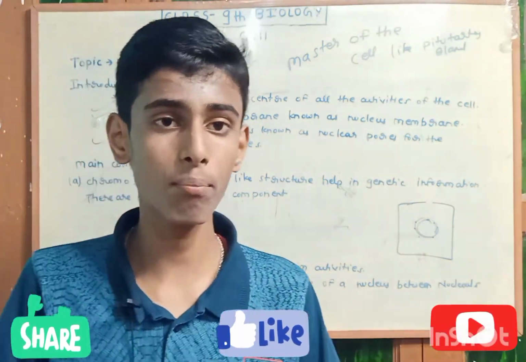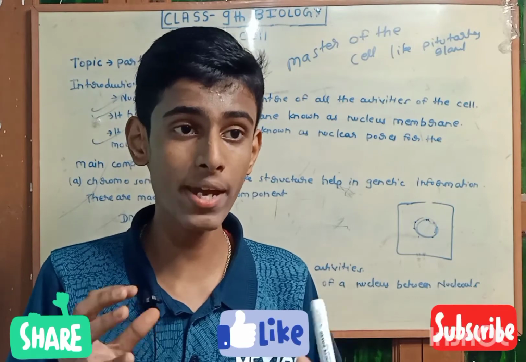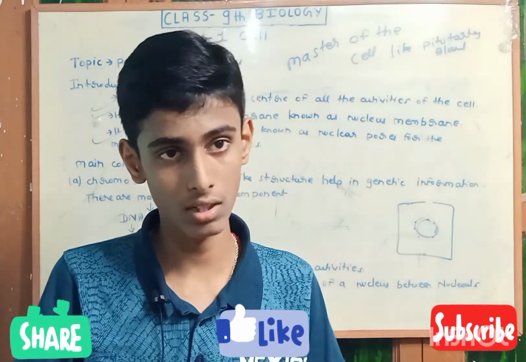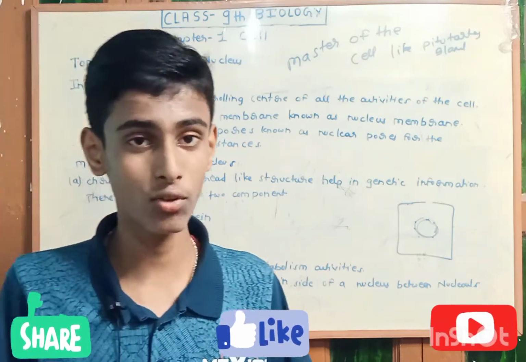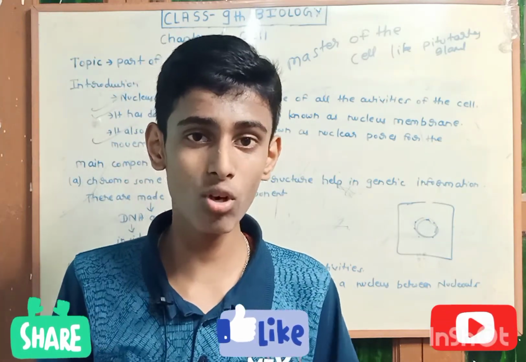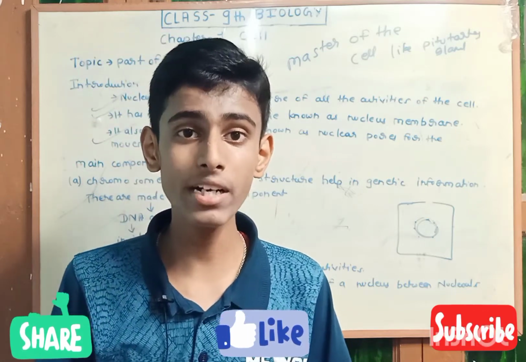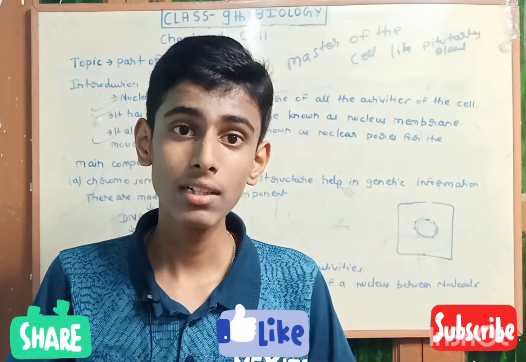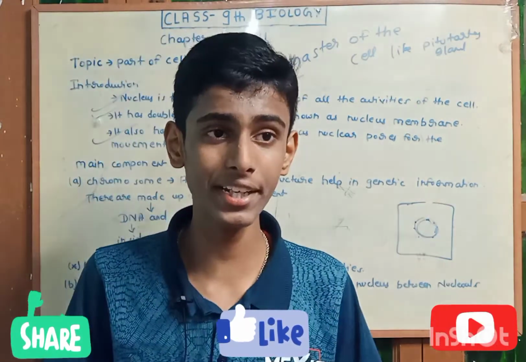So now we are going to discuss the main component, the main part of the cell. You have to look at this very carefully. The first one is the chromosome. What is a chromosome? A thread-like structure which is visible only during cell division. It also carries genetic information.